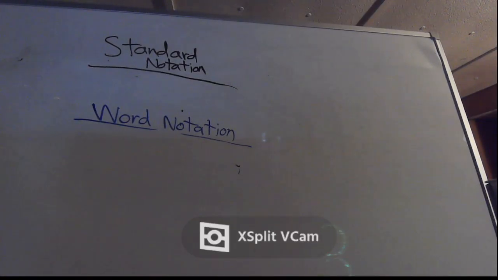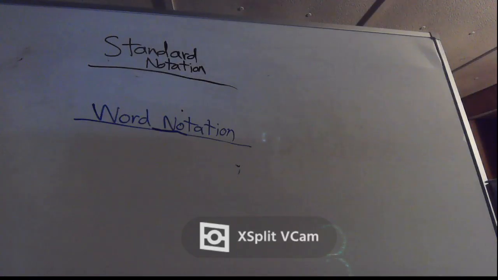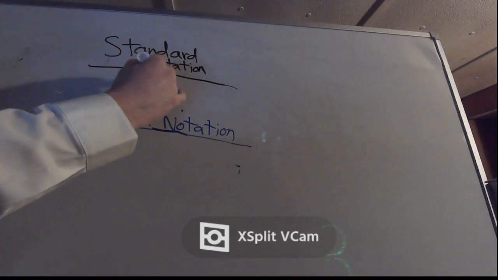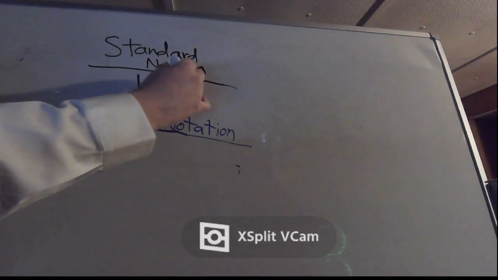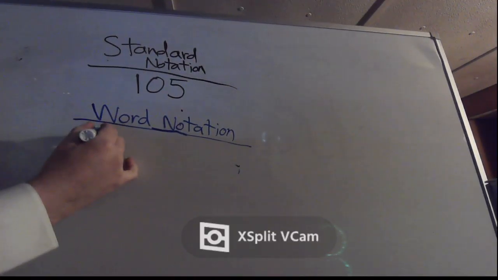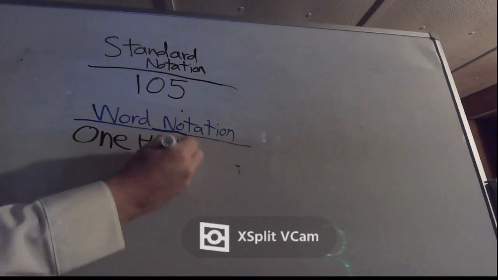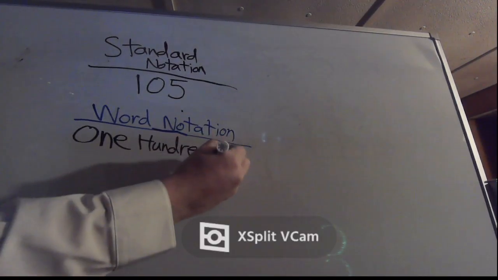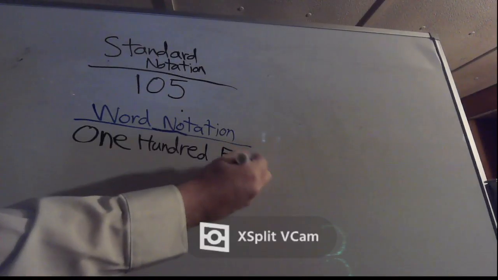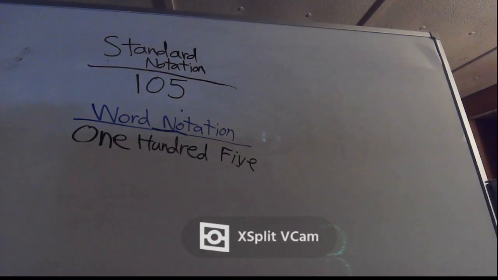Okay, where are we at? Let's say I give you the number 105. So you would write it as one hundred five. You don't have to write and, you just write one hundred five. If that makes sense.